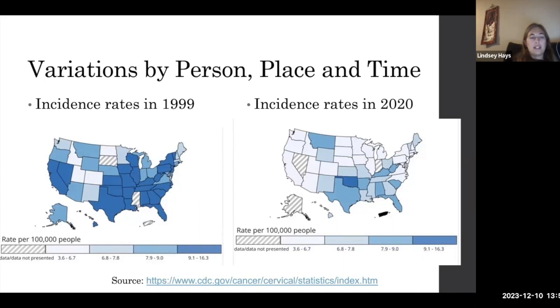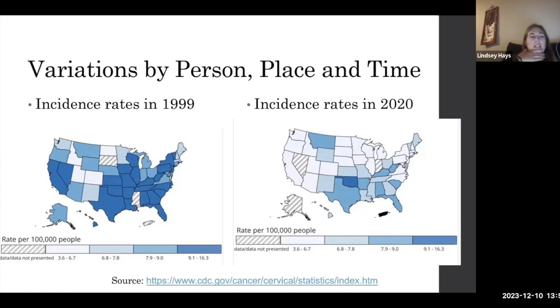And then by race and ethnicity, women that are Hispanic or American Indian / Alaskan Native are at the highest risk of developing cervical cancer, at a rate of 8.4 out of every 100,000 people. And women that are Asian Pacific Islander are at the lowest risk, at a rate of 5.4 out of every 100,000 people.